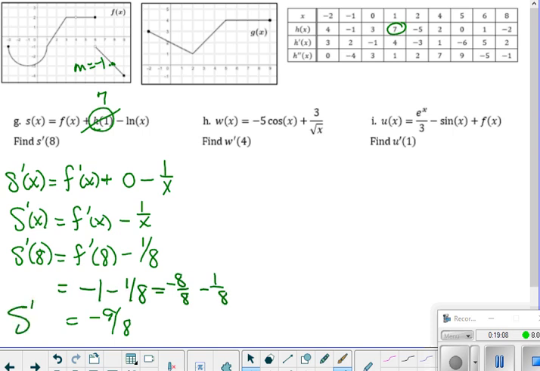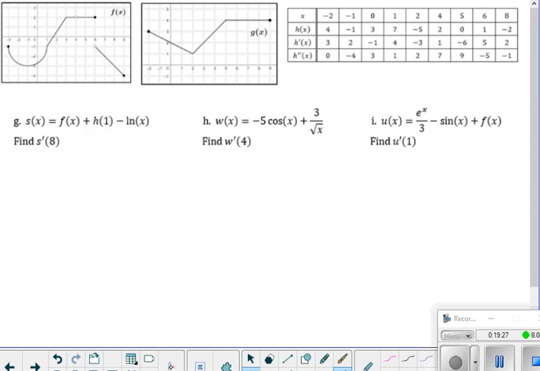S prime of 8. Notice how I script my work. The left side reads down and the right side reads down. It's very easy to follow. At least I hope you find it that way. Your work should be just as neat. There's no reason not to.